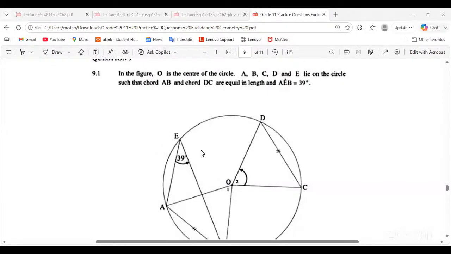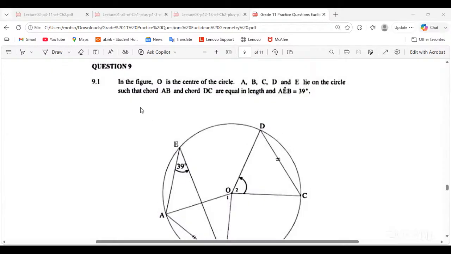Hello guys, welcome into mathematical lesson. We are still continuing with these riders, but we are almost there. We are about to finish these lessons of the riders. So we will be doing question 9 that is right here in front of the screen.